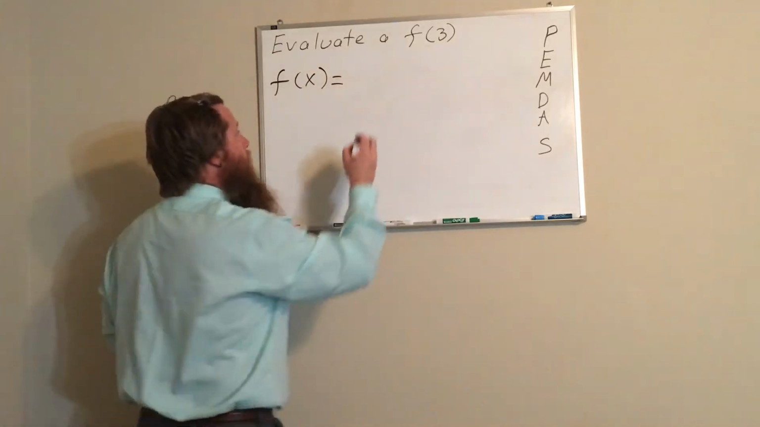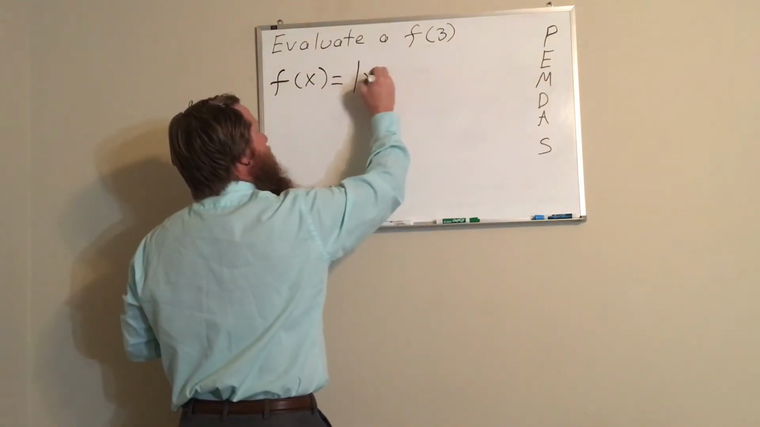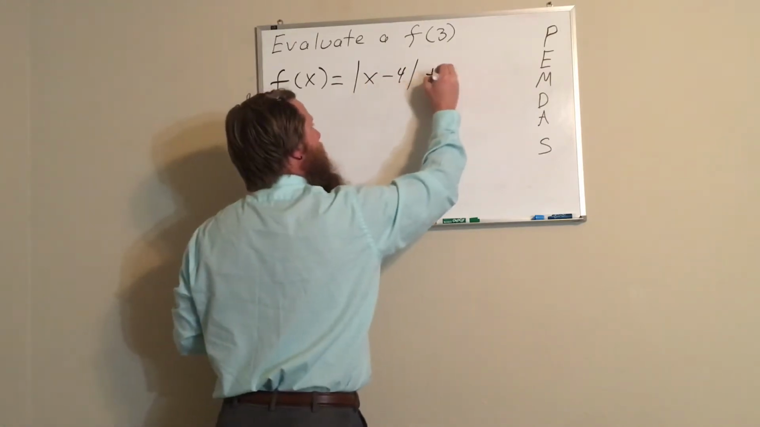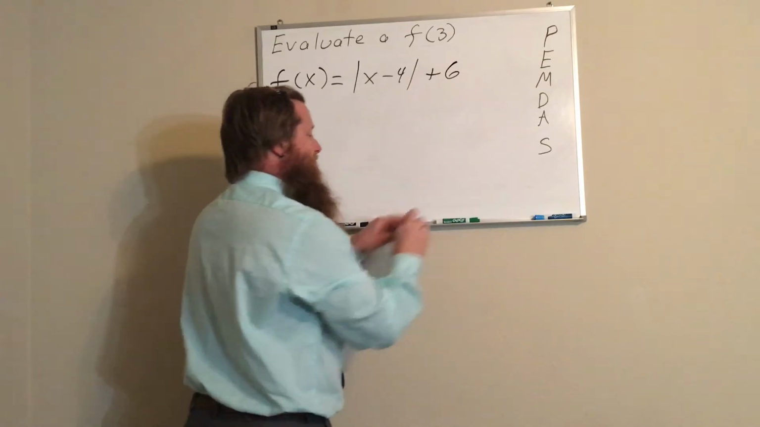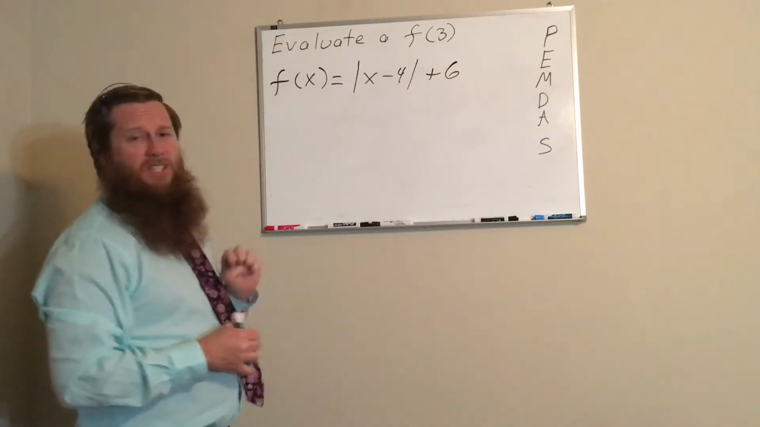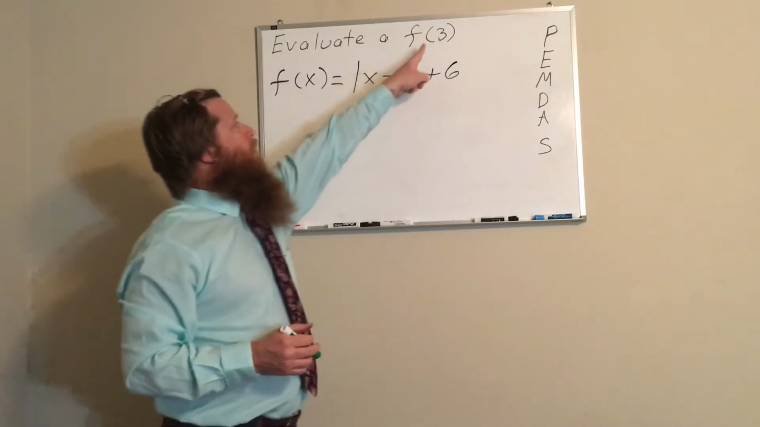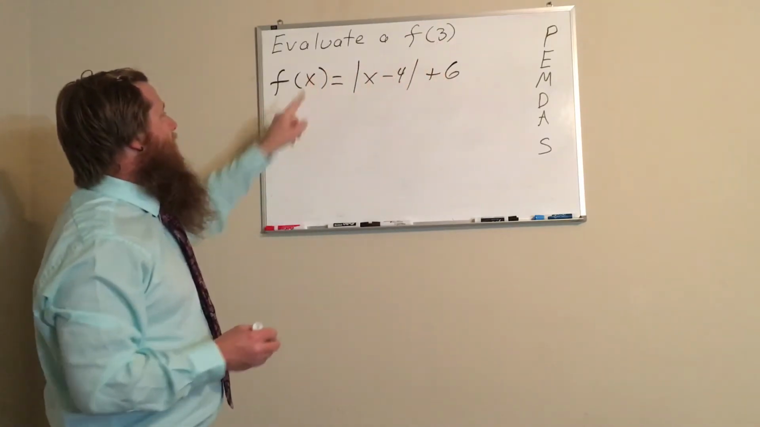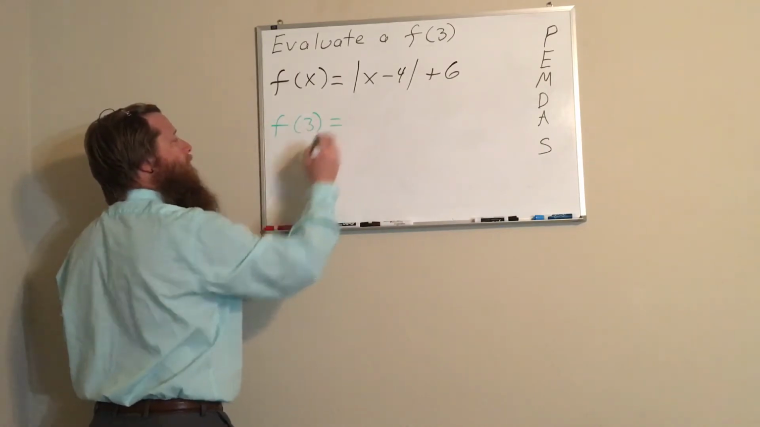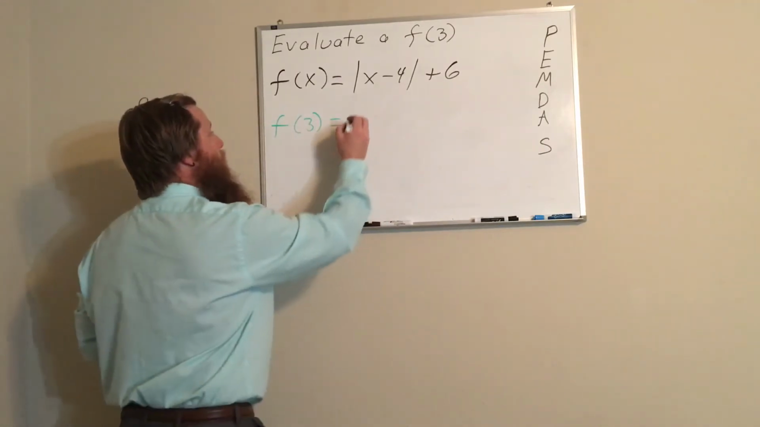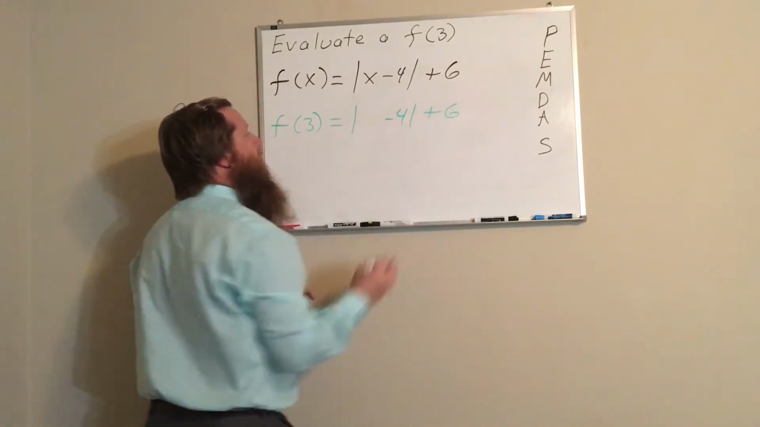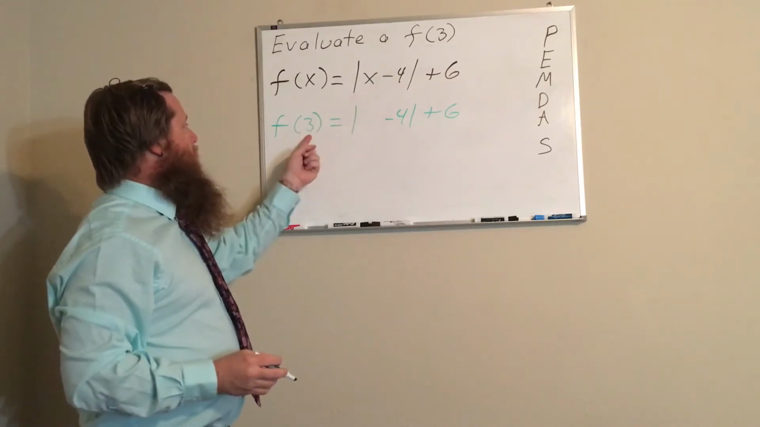f of x is equal to the absolute value of x minus 4 plus 6. Now, as I mentioned previously, we're not doing anything fancy with the f of x. We are just being told to substitute for x. We're going to write in a 3. So as I rewrite this equation, I'm not going to use an x. Instead of x, we are simply going to use 3.